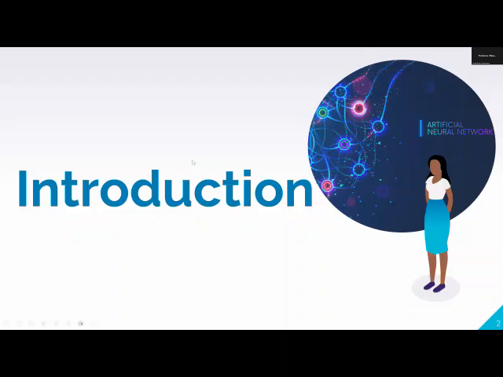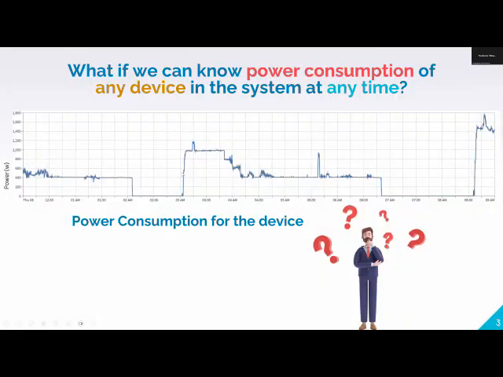Intrusive load monitoring means we can monitor the power consumption of individual devices by adding a power monitoring device to each device. So let's say you have 100 devices in a home or a mall or a factory or your office. You have to have 100 smart plugs to monitor the energy consumption of each individual device. But non-intrusive means you don't install 100 devices.